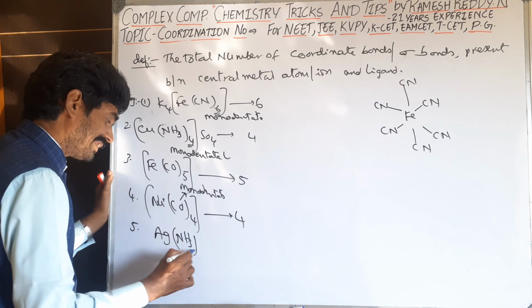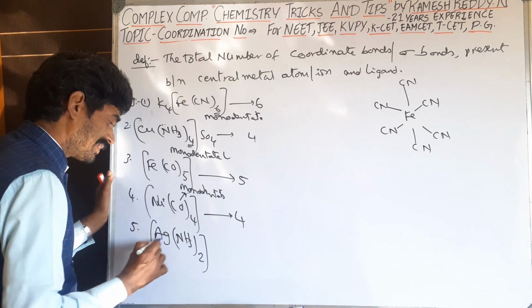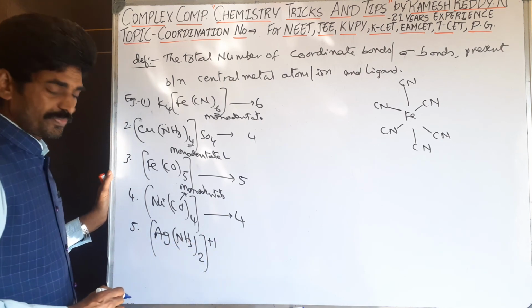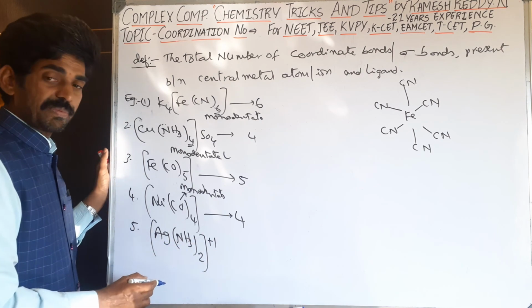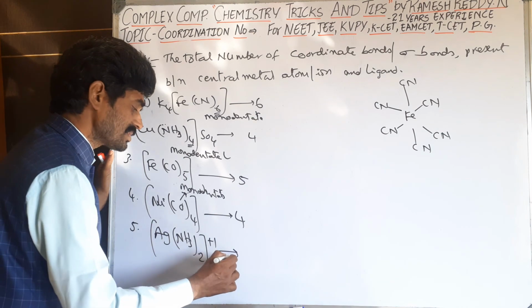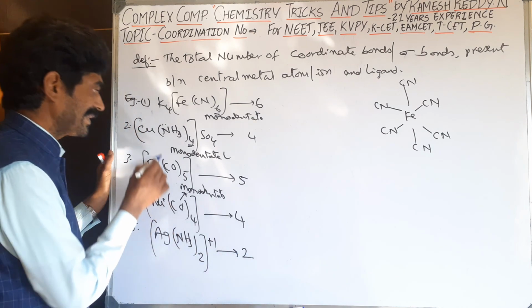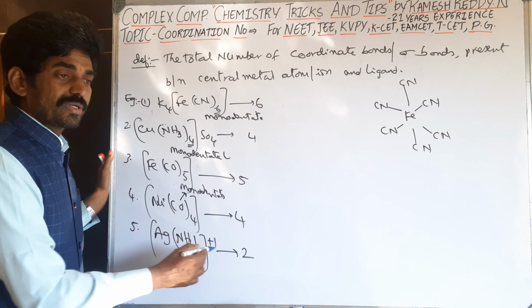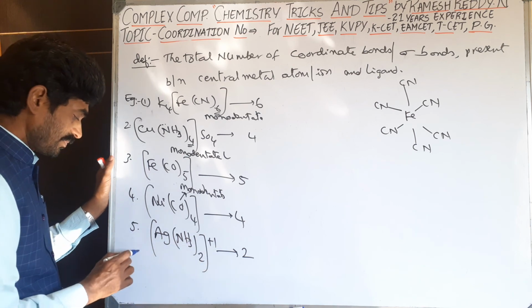So two NH3 ligands are there and it carries plus 1 charge. So here silver is surrounded by 2 NH3 ligands. NH3 is a monodentate ligand. So the coordination number is 2, right?